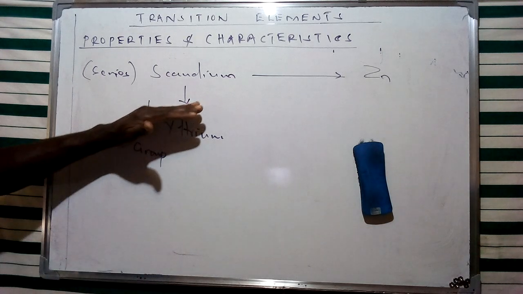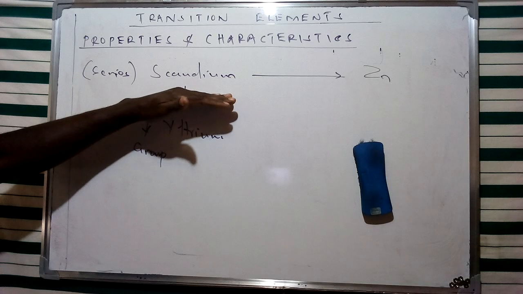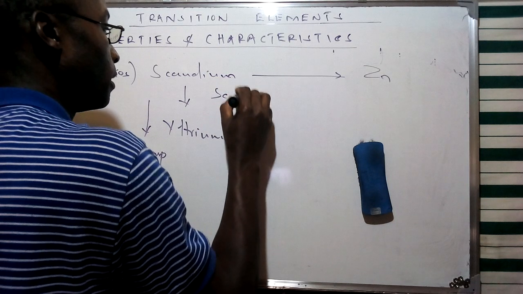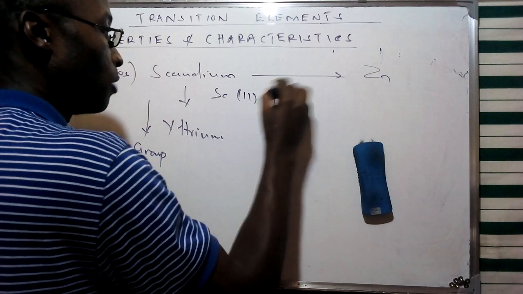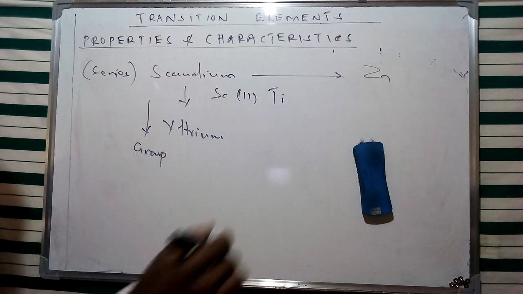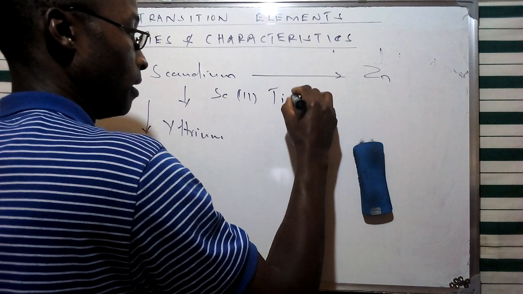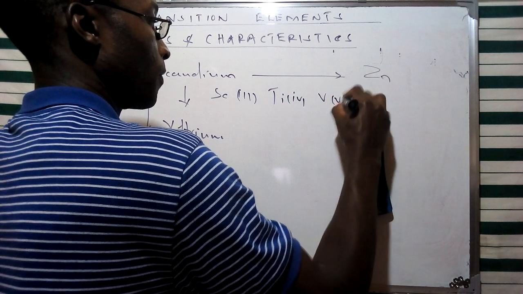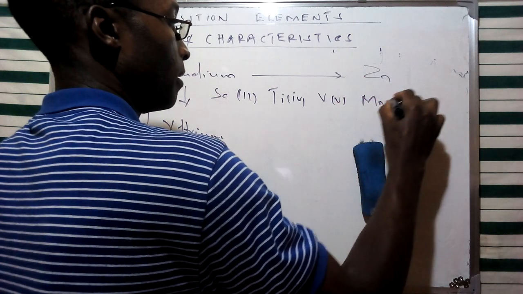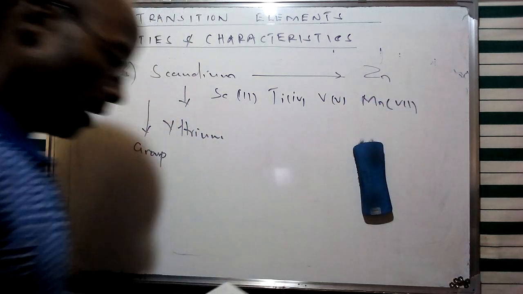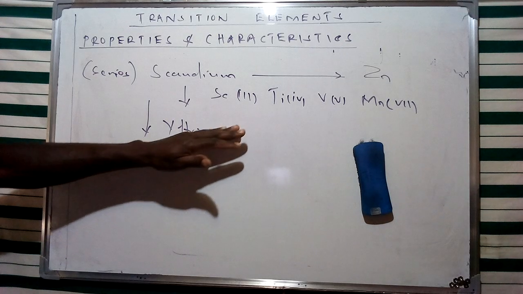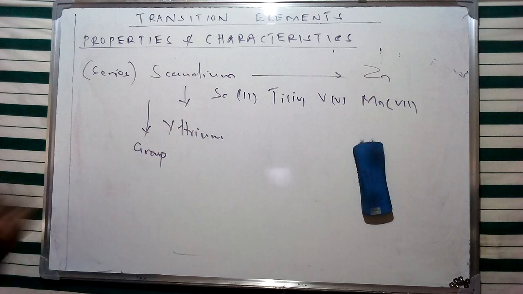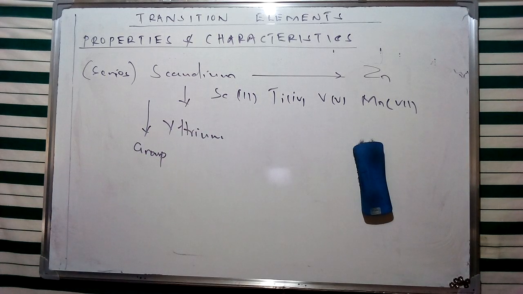Now, in the scandium series, we're going to see some oxidation states like scandium 3, titanium 4, vanadium 5 and manganese 7. These have empty D subshells, and they are expected to be colorless, just like the previous two examples which I've given.